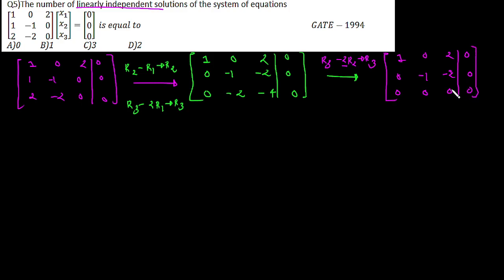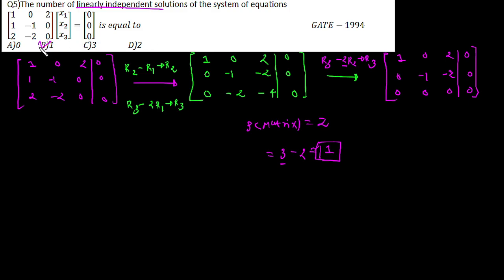So now we can say that the rank of this matrix is equal to 2, and for the nullity we have to find the number of linearly independent solutions. So we have to find the null space. How to find it? Just subtract the rank of the matrix from the dimension of the matrix. 3 is the dimension because it is a 3 cross 3 matrix and the rank is 2. So we get the null space equal to 1. The null space also indicates the number of linearly independent solutions.